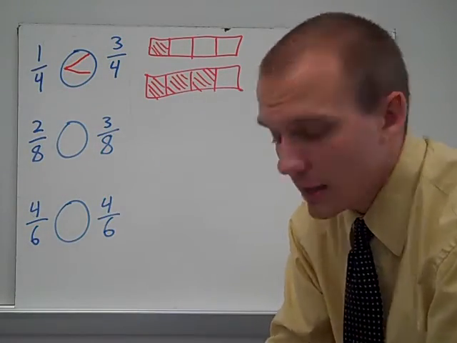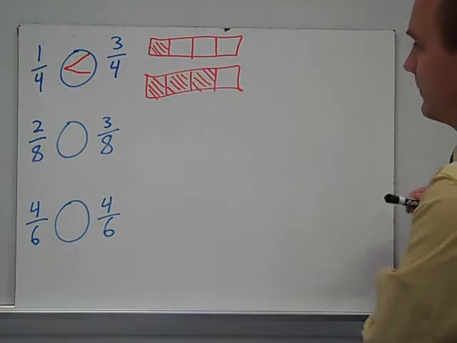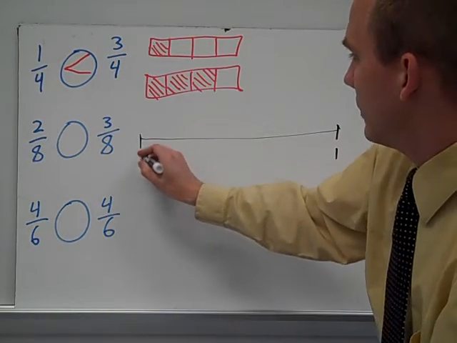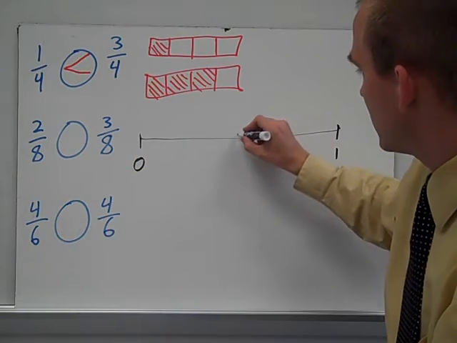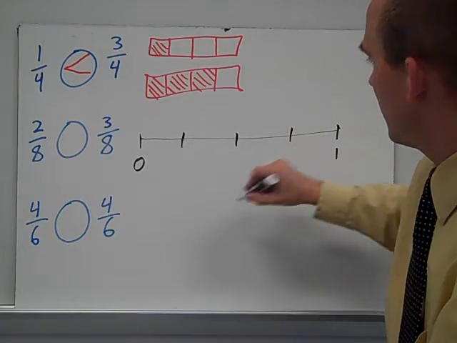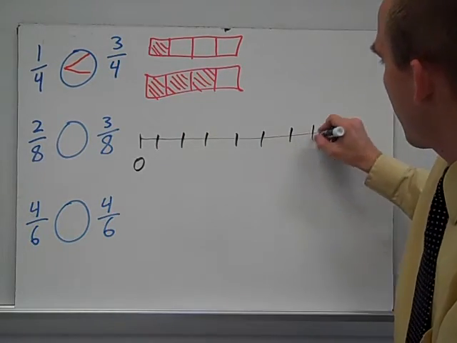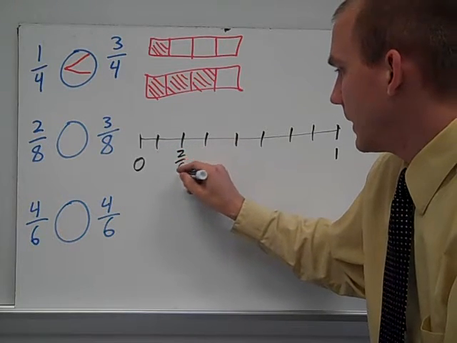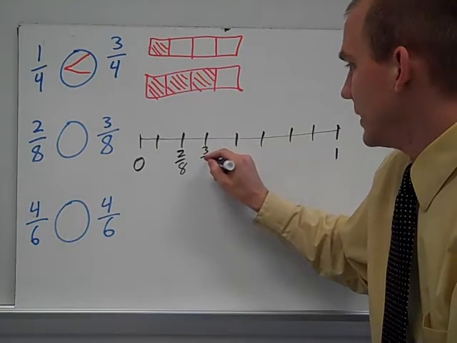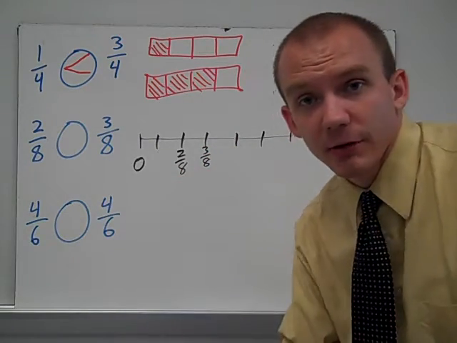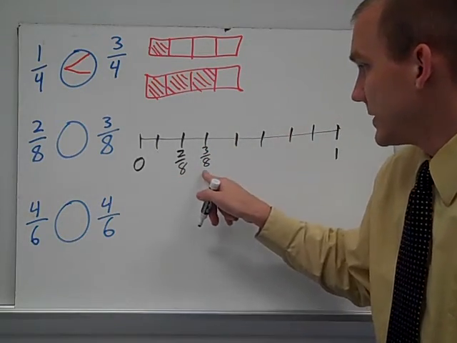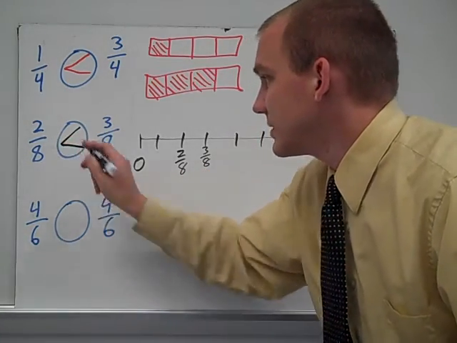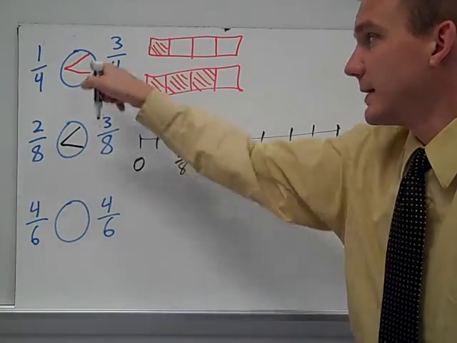2/8 and 3/8. I'm going to put this one on a number line. We have 1 over here, we have 0 over here, and we have to split it into eighths. So you'd have 1/8, 2/8 would be here, and then 3/8 would be here. Well, 2/8 is closer to 0, and 3/8 is closer to 1, so 3/8 is greater. That's the one I want to eat. I want to point at 2/8. So I'm using the same symbol. 2/8 is less than 3/8.